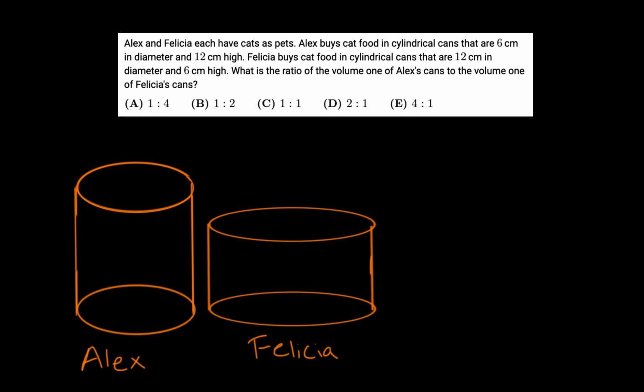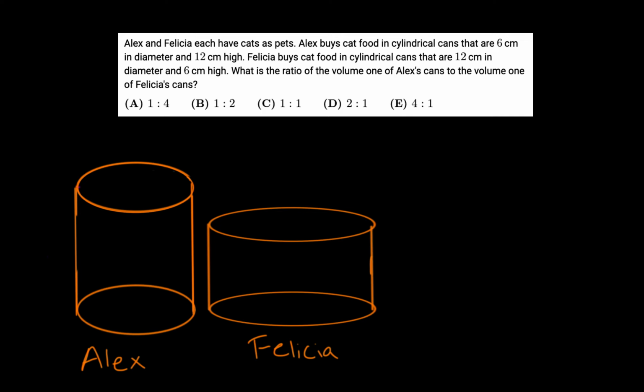Alex and Felicia each have cats as pets. Alex buys cat food in cylindrical cans that are 6 centimeters in diameter and 12 centimeters high. Felicia buys cat food in cylindrical cans that are 12 centimeters in diameter and 6 centimeters high. What's the ratio of the volume of one of Alex's cans to the volume of one of Felicia's cans?